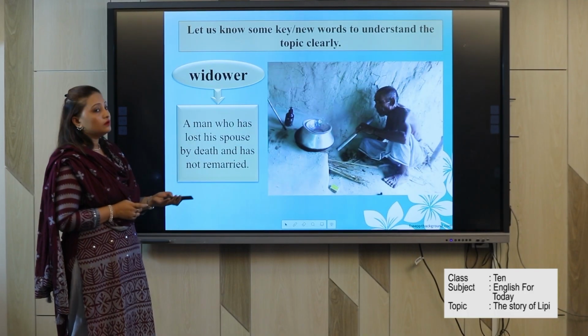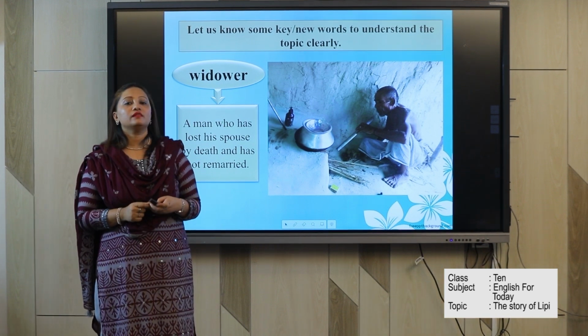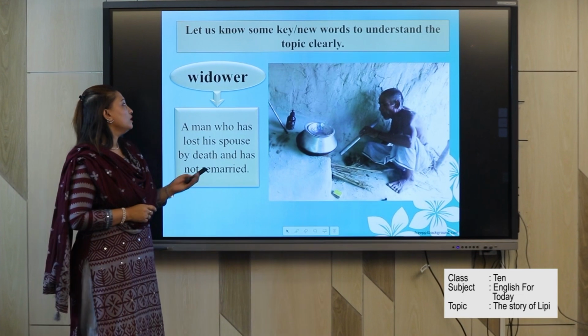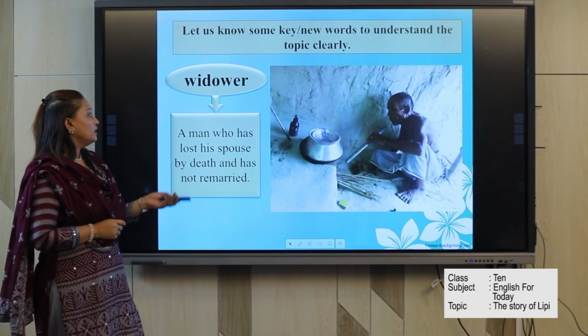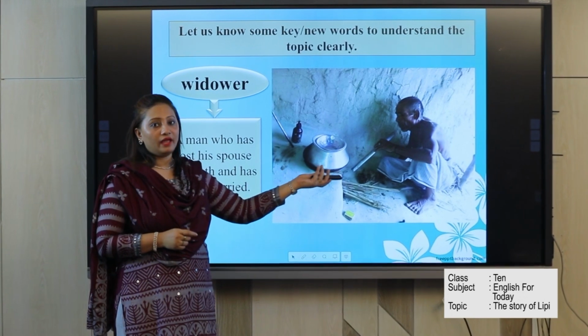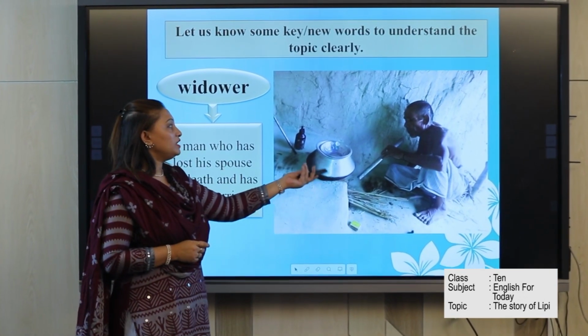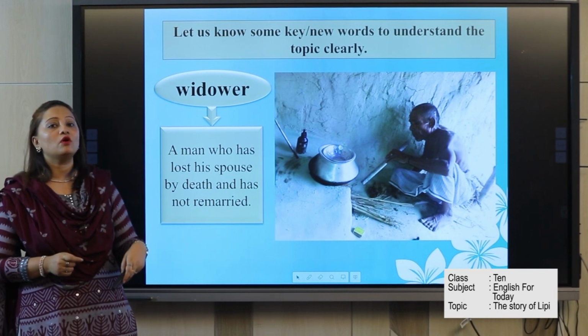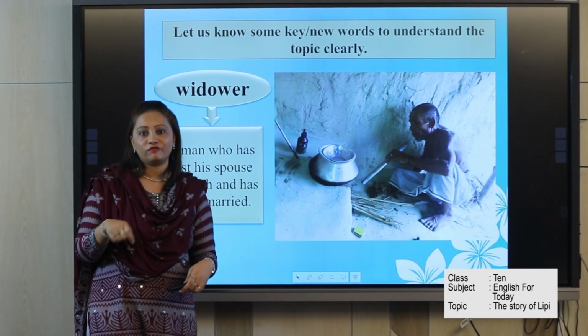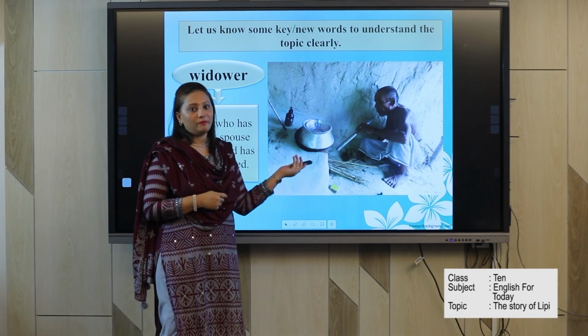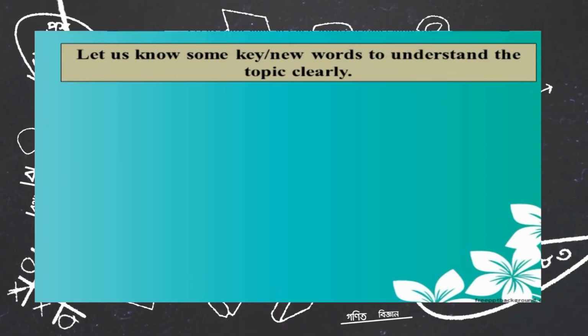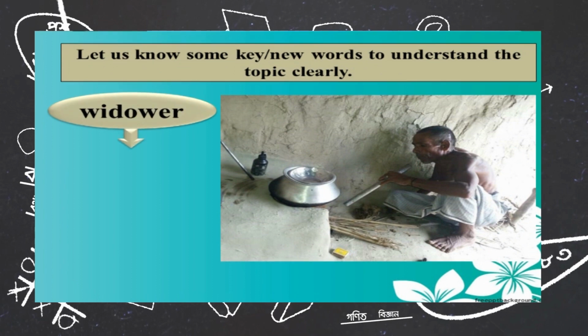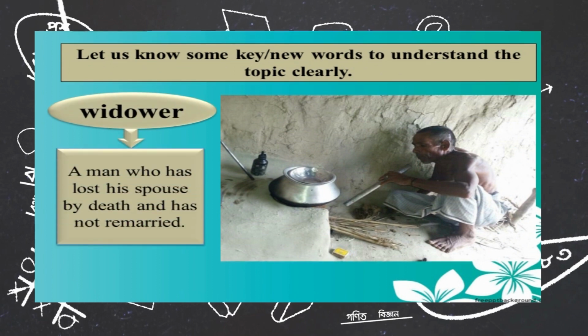So you need to highlight the word from your lesson, from Lesson 4. So widower, what is the meaning of widower? Here you can see a male. Actually we are not familiar with this type of picture. At our home, our mom used to cook food for us, but here you can see a male character is preparing his food. So what is the meaning of widower? A man who has lost his spouse by death and has not remarried. That means a man who doesn't have his wife.